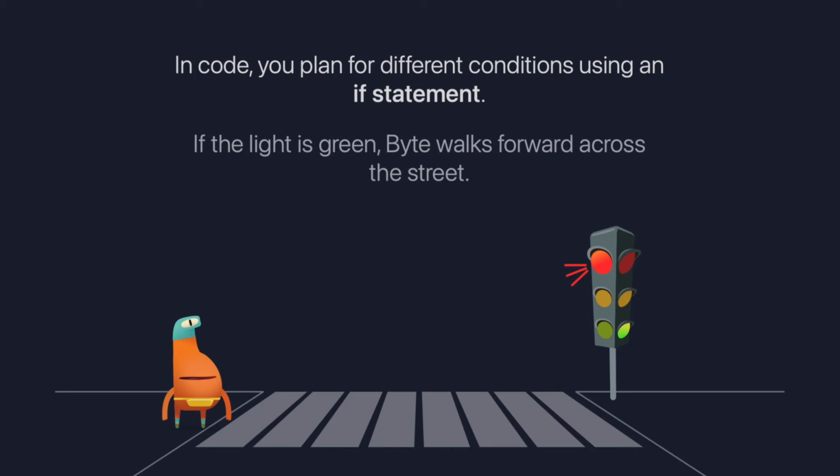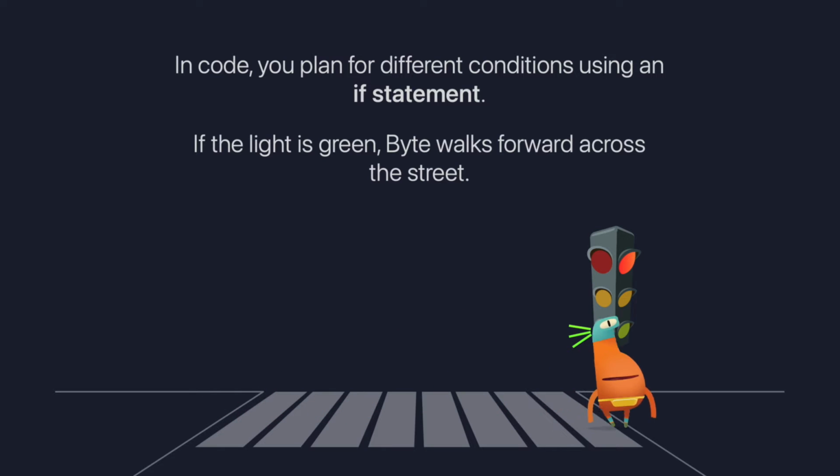Put simply, we're coding our programs to react to external prompts. If this happens, then do something about it. If the sensor detects movement, turn on the security light. If the phone receives a message, alert the user. If the light is green, walk across the road.